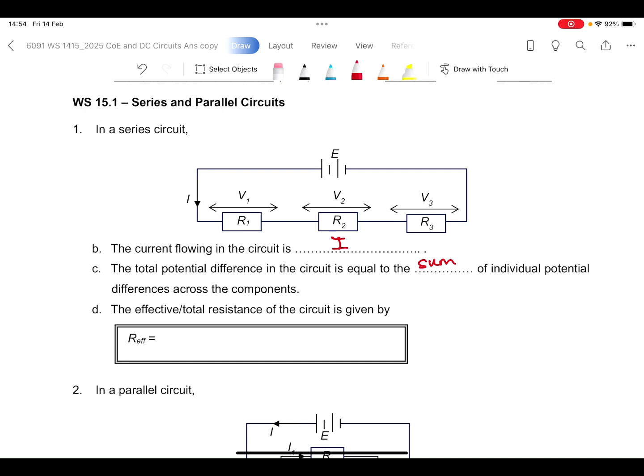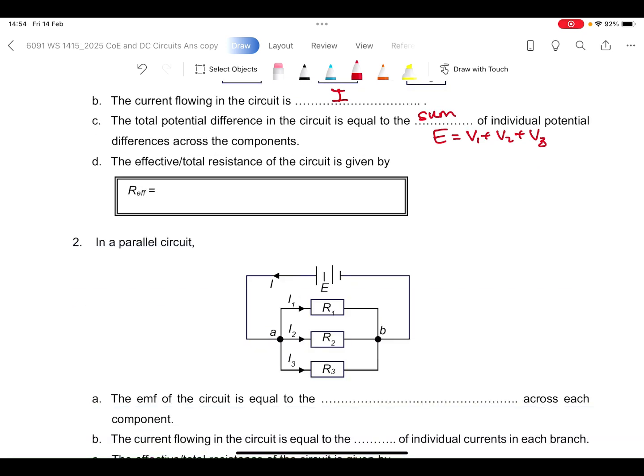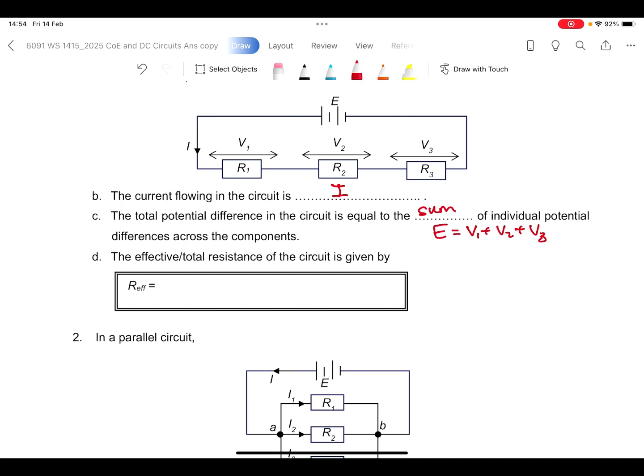So in other words, I can write it this way. The EMF is equal to V1 plus V2 plus V3, because there are three components here, all right? Effective resistance will be given by the sum of all the resistances. So R1 plus R2 plus R3.